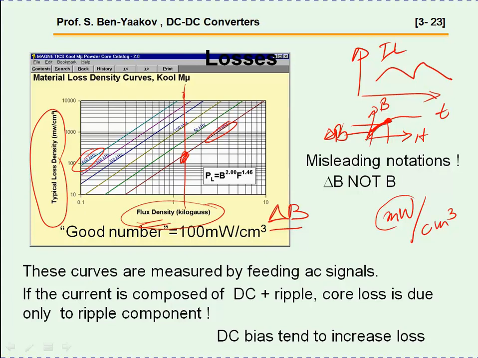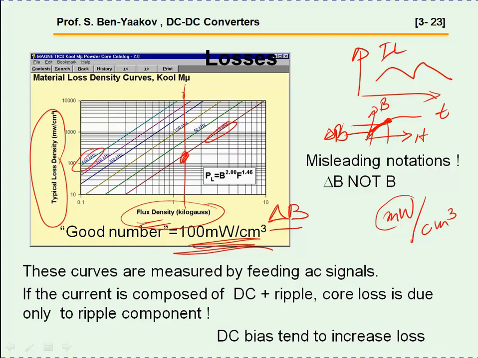In the design, you have to decide how much thermal energy you can tolerate, how much power you are willing to lose, in terms of the magnetic losses. And it depends on the application. A good number will be 100 milliwatt per cubic centimeter.